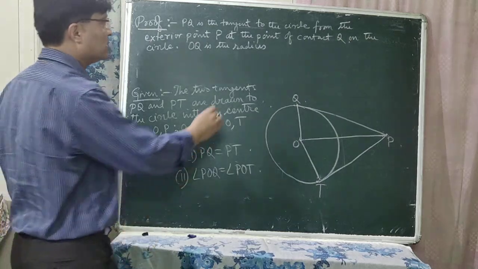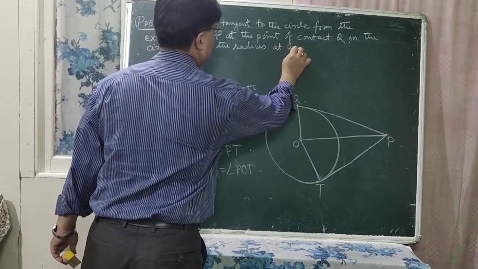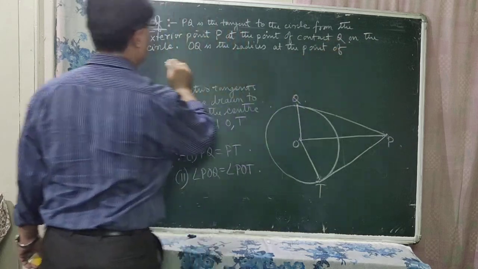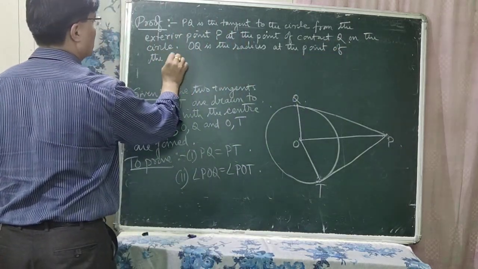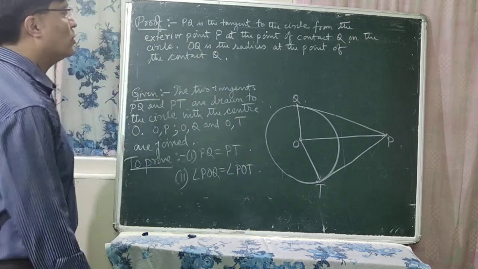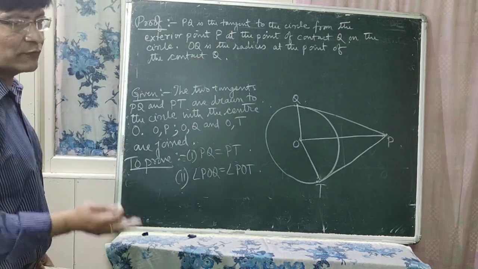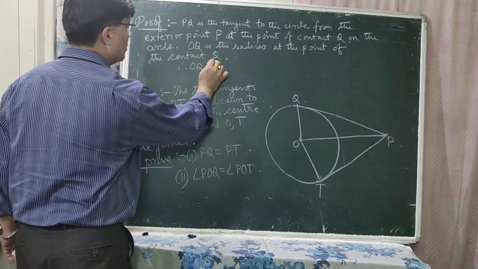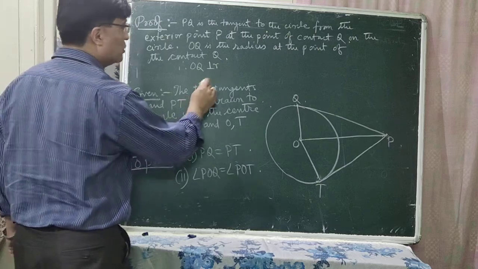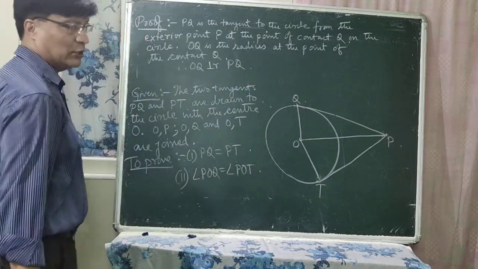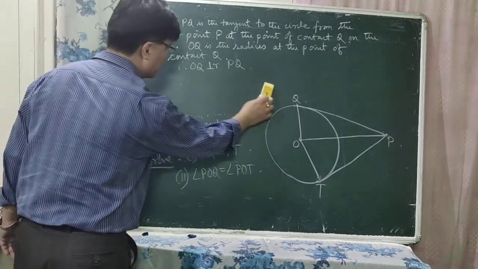OQ is the radius at the point of contact Q. So therefore, what can we write? OQ is perpendicular to the tangent PQ. Is that clear?